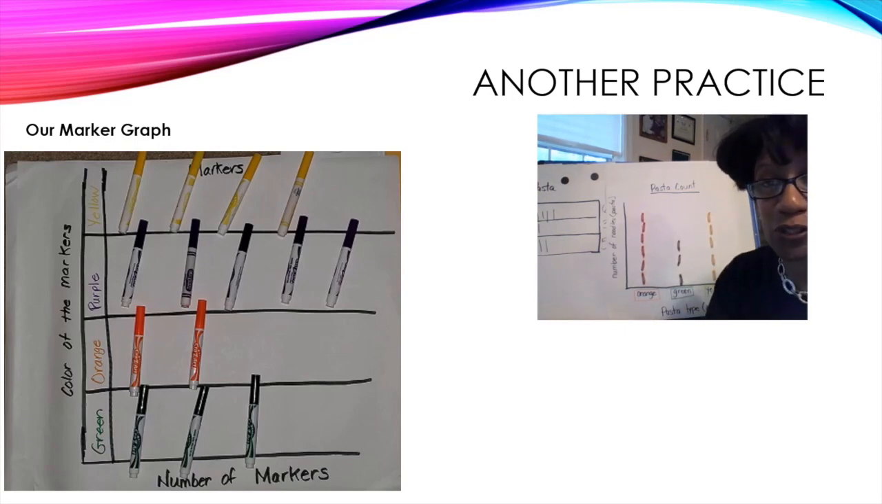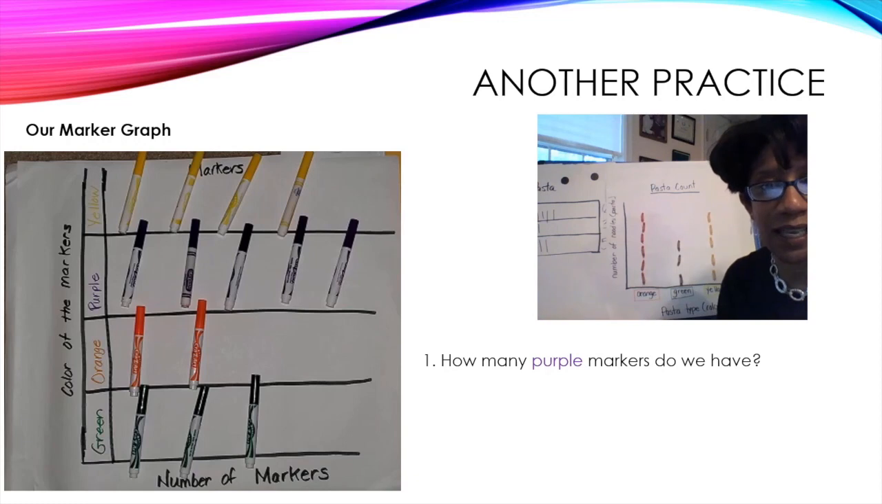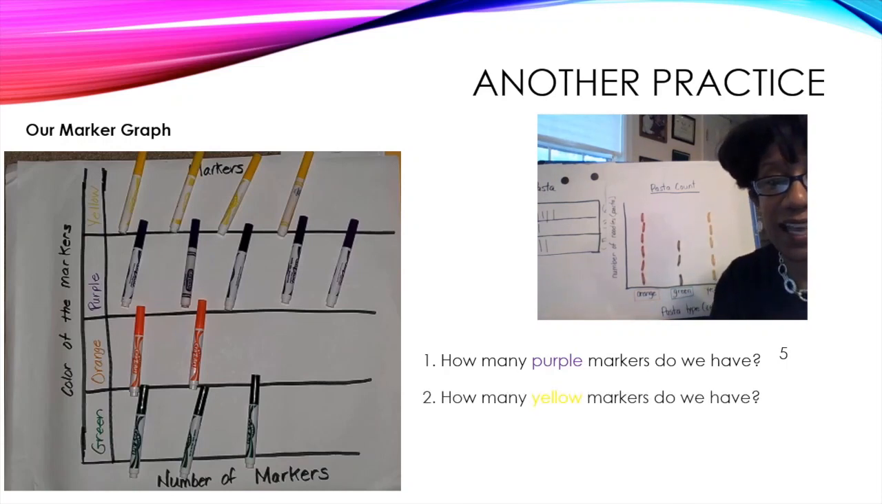So let's look at our first question. It says, how many purple markers do we have? So let's count our purple markers. 1, 2, 3, 4, 5. So we would write what? 5. Excellent job. So now our next question is, how many yellow markers do we have? Let's count. 1, 2, 3, 4. So we have 4 yellow markers.